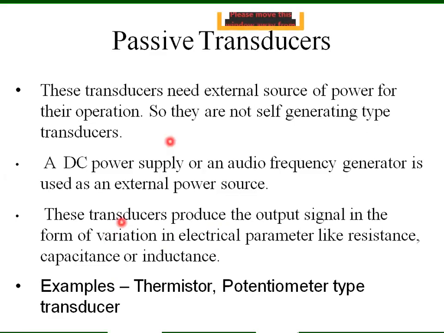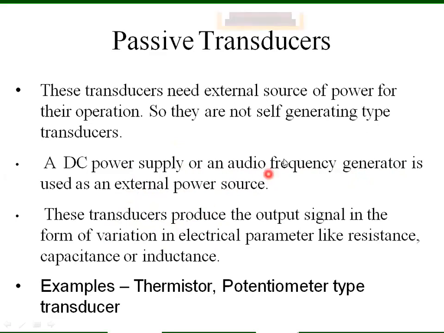Next is the passive transducer. These transducers need an external source or power supply for their operation, so they are not self-generating type. These transducers need some DC power supply to do the conversion, to do the transduction. A DC power supply or an audio frequency generator is required to supply as an external power source.